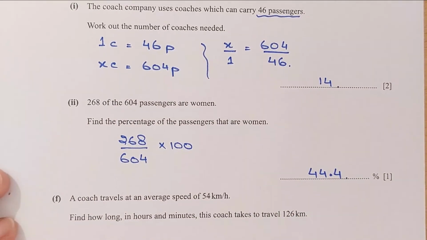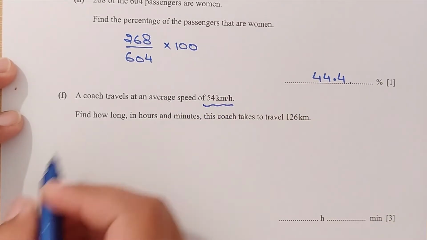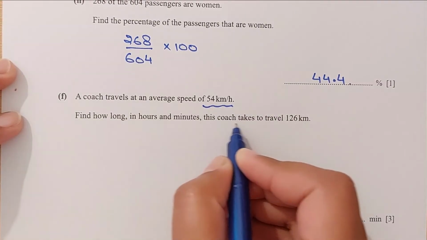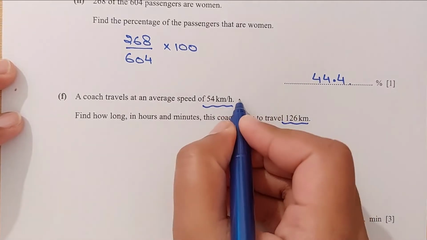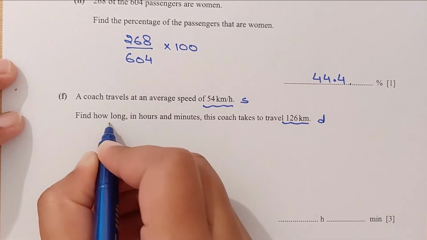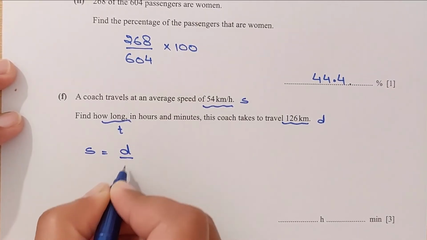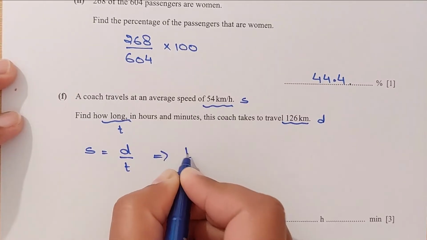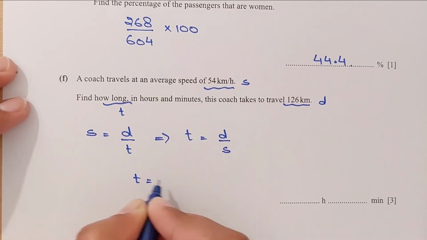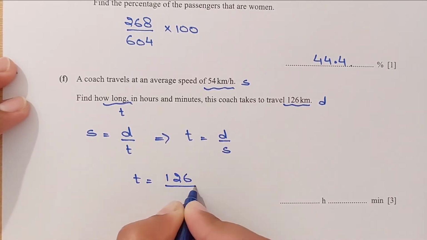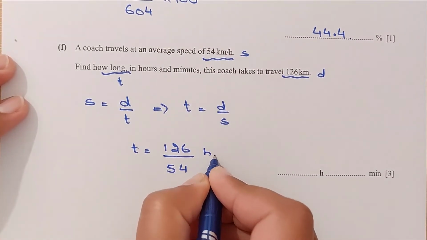Right? Now for part F, a coach travels at an average speed of 54 km/h. Find how long in hours and minutes the coach takes to travel 126 km, right? So we have given the speed and the distance, and we have to find out the time. So using the formula, speed equals distance over time, right? And from here, what is time? Time is distance divided by speed. So the time is, distance we have given is 126 km, divided by the speed 54 km/h. So we will get this time in terms of hours, right?